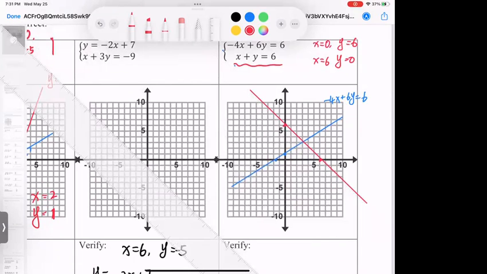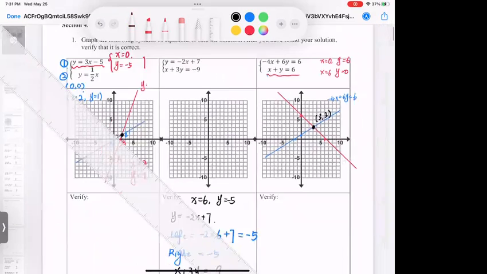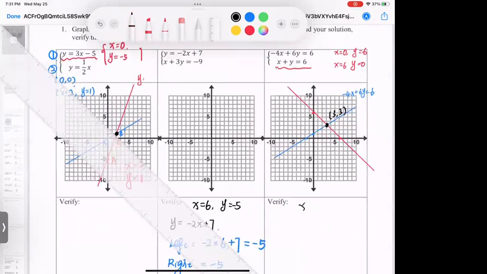And it shows an intersection point at 3, 3. Right? Did everyone get the same answer? Good job. Would you like to verify it? When x is 3 and y is 3, is the left equal to the right? So the left is negative 4 times 3 adding 6 times 6. What is that?